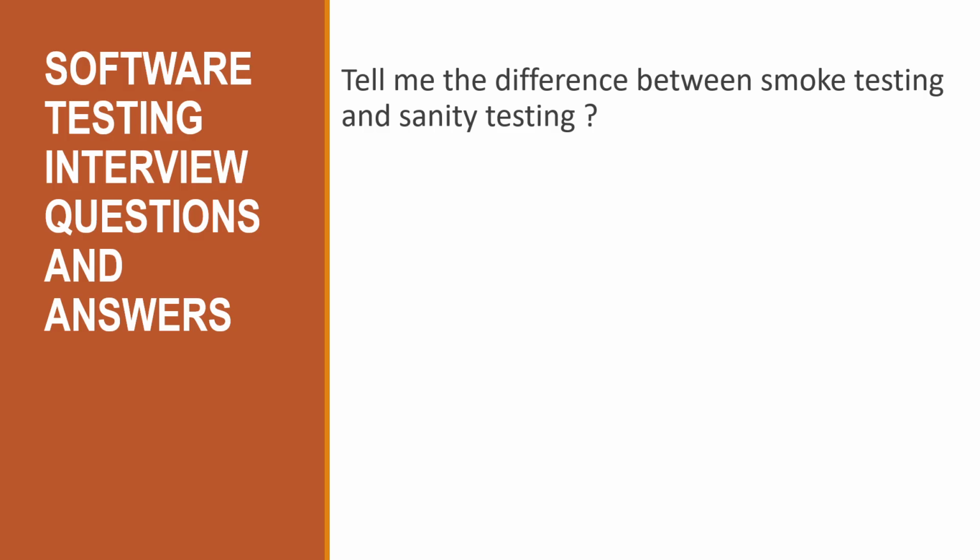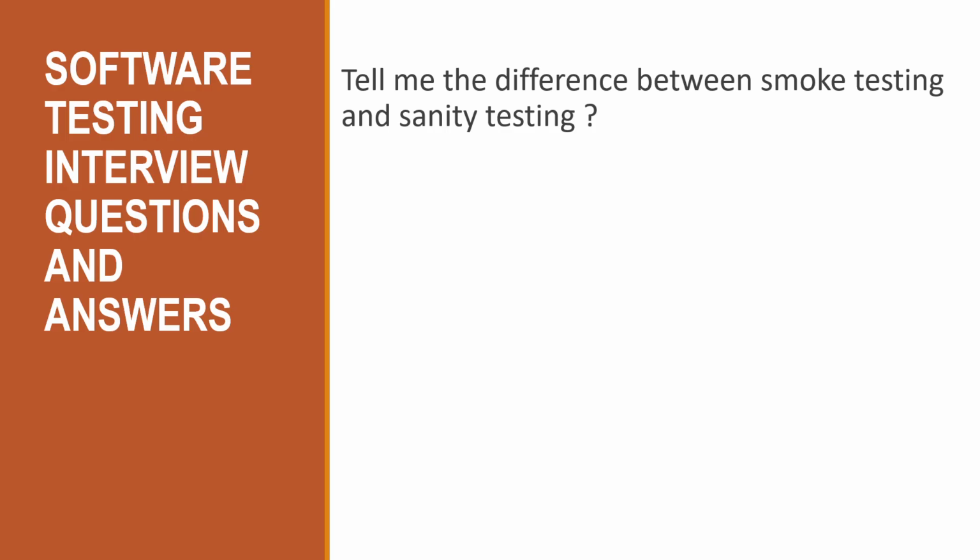So next question would be, tell me the difference between smoke testing and sanity testing. As you know, smoke testing means it is a testing where we are checking the critical functionality. And sanity testing means suppose you have raised one defect in your last build. Now the developer has fixed it. Now they have released a new build. On that particular build, you have to check whether that particular defect is working fine or not.